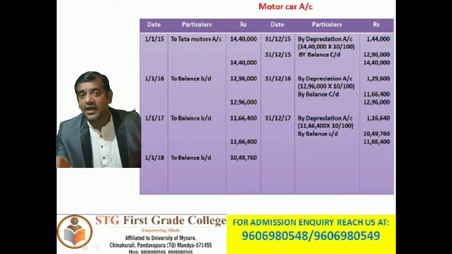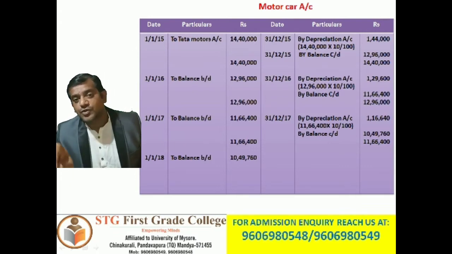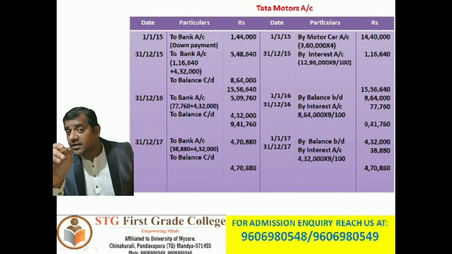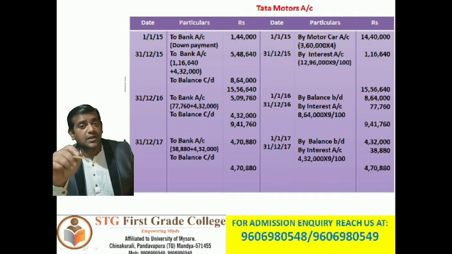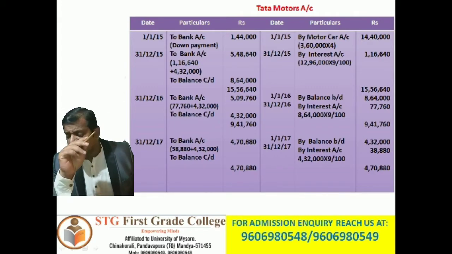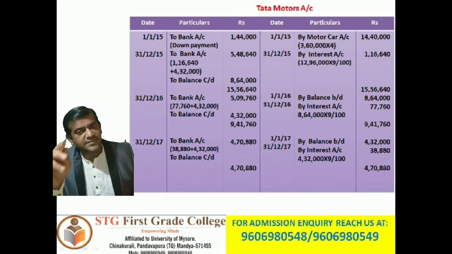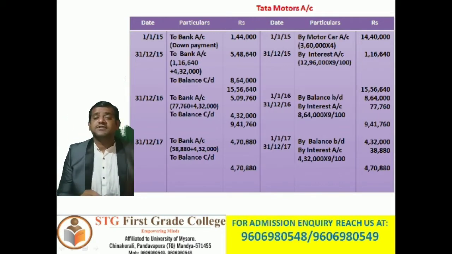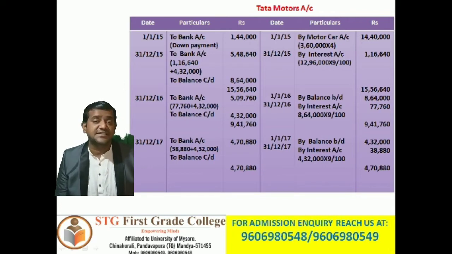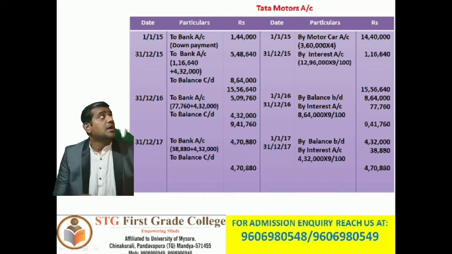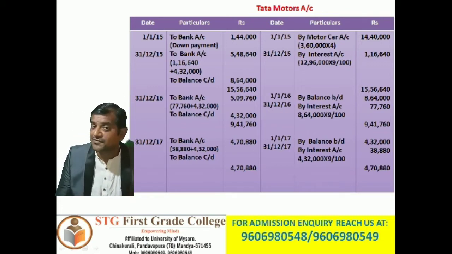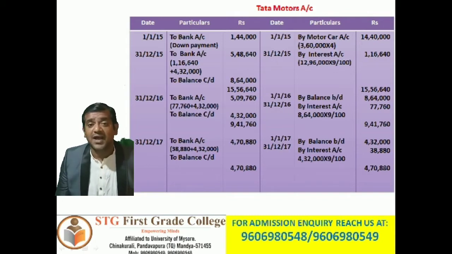So next we are supposed to move to the next statement which we are supposed to prepare, that is Tata Motors account. Which account? Tata Motors account. Okay, so Tata Motors account, open with this again, 6 columns, date, particulars, rupees, date, particulars, rupees. Okay, so now we always start this problem from the credit side of the account. So credit side of the account, put the opening date, that is 1/1/2015, by motor cars account.